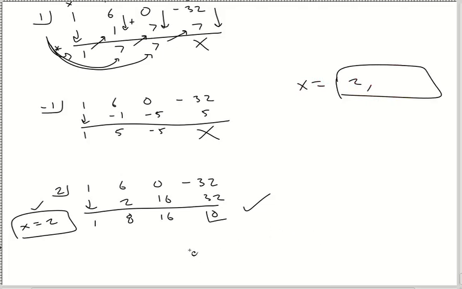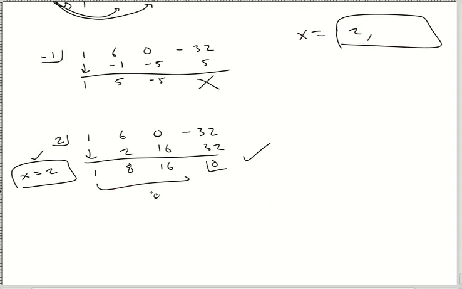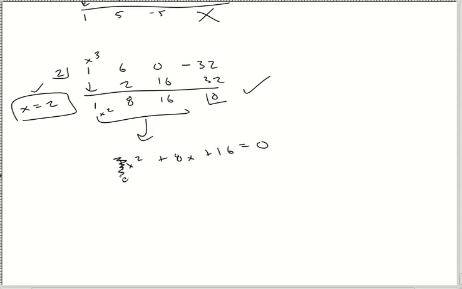Okay? Now we got to keep going. This is what's left over. Again, this was x cubed. Now this is an x squared. You reduce its degree by 1. So we get now a 1x squared plus 8x plus 16 is equal to 0. You don't need that 1, obviously.